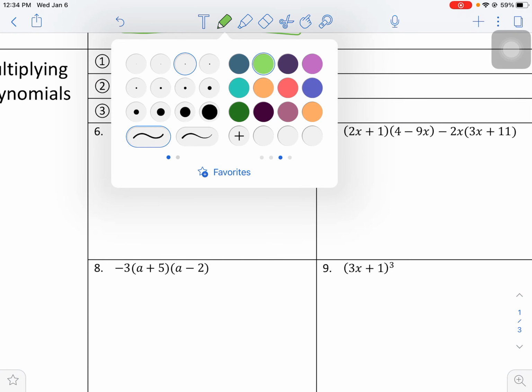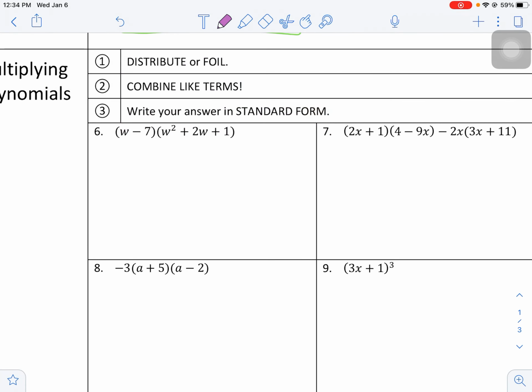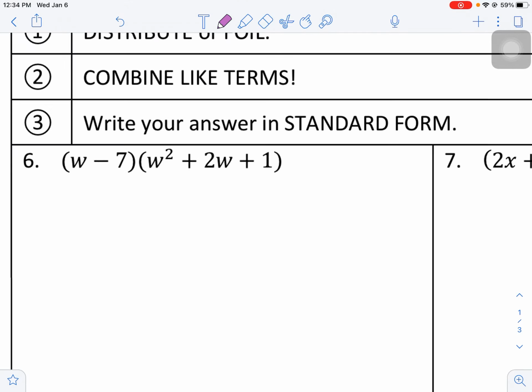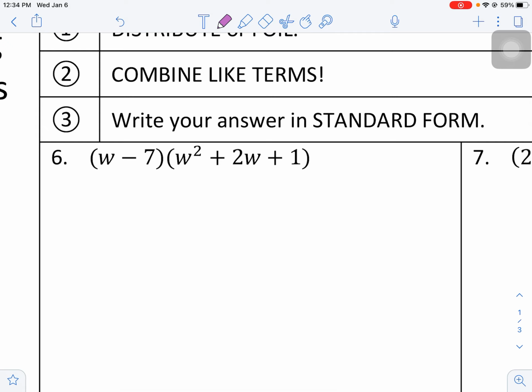polynomials. So the first thing says distribute or FOIL, and then it says combine the like terms, and then write your answer down in standard form. So just as it said, that's what we're going to do.